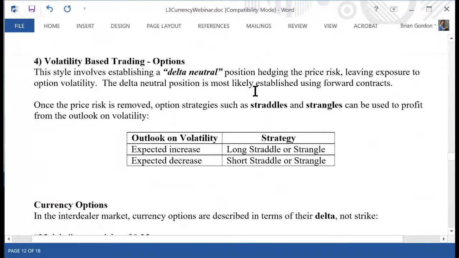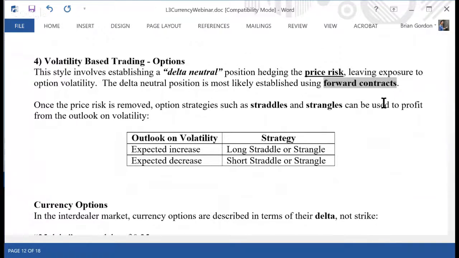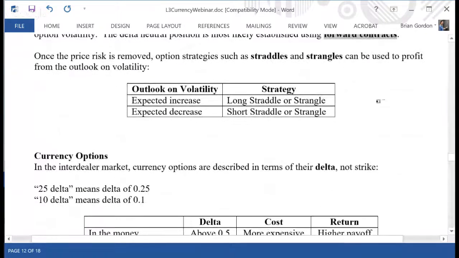Delta neutral. What is a delta neutral position? A delta neutral position, I think we need to know this. It is a position that removes price risk. That's fantastic. Again, something nice it says in the textbook. So what does this mean? Well, what it means is we're going to use a forward contract to offset our exposure to price risk. And the example, let me just drop down here to an example.